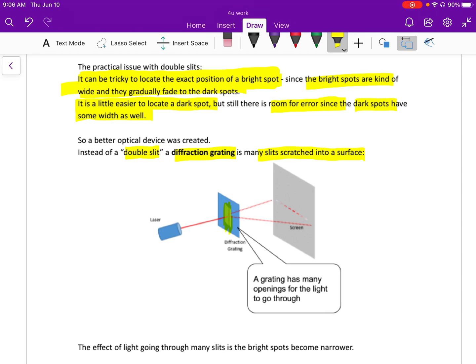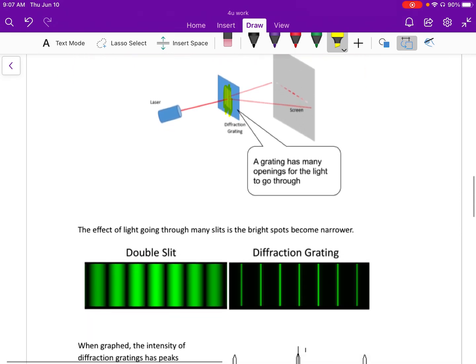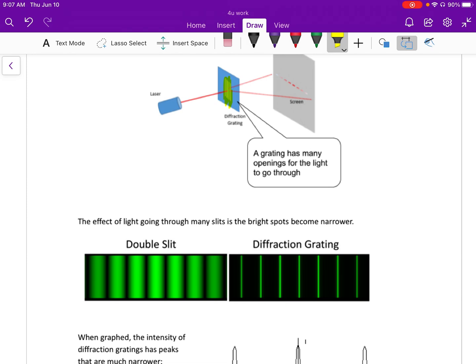So that your light, instead of going through 2 openings, is literally going through, well, it depends how close together they are and how wide your light is, but dozens of these narrow, tiny openings. The outcome is the superposition stretches out the dark spot or concentrates the bright spots into a more narrow position.